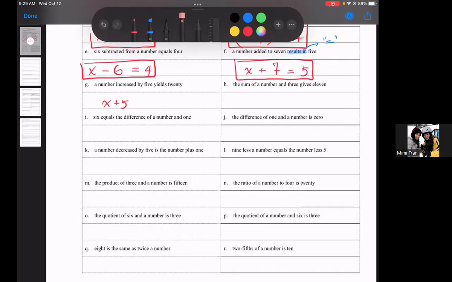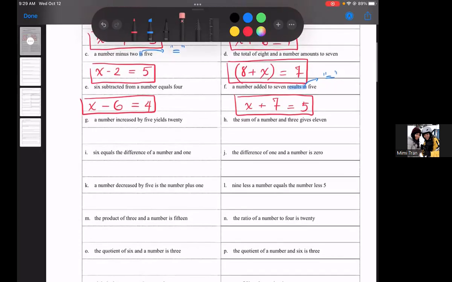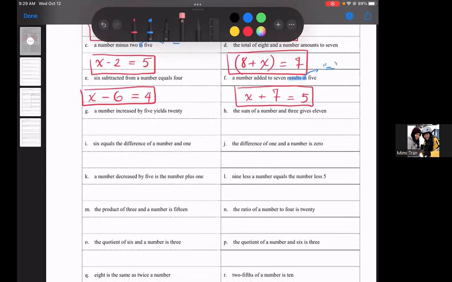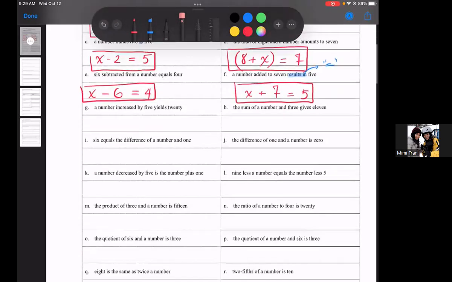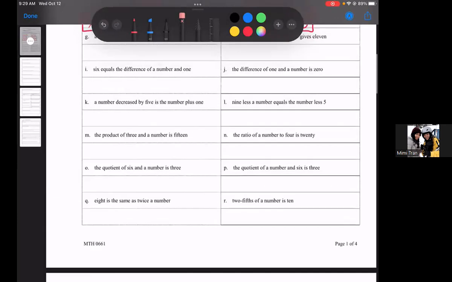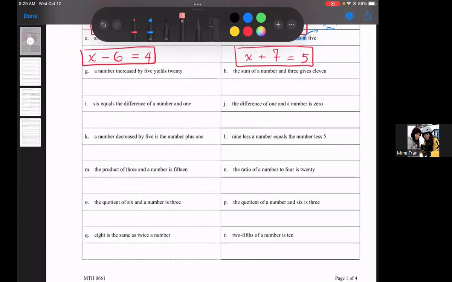X times 5 increase. Increase by 5. I don't think it's times, it's plus, right? Yeah, my first thought is increase is times 2, but it's actually plus. And then yield means equal 20.